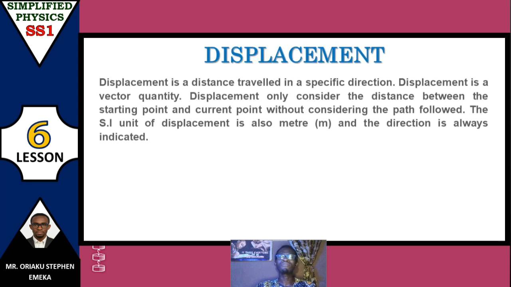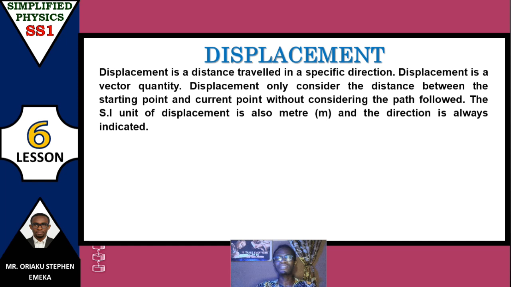Okay, let's talk about displacement. Now, what is displacement? Displacement is a distance traveled in a specific direction. The difference between distance and displacement is that distance is the total length of a journey, while displacement is distance traveled in a specified direction, meaning that the direction for displacement is specific, and that alone makes displacement a vector quantity.